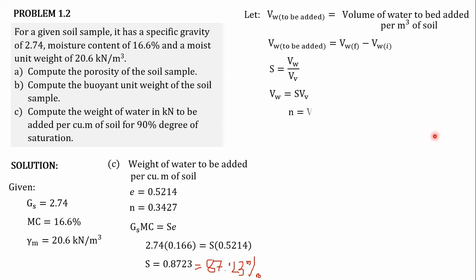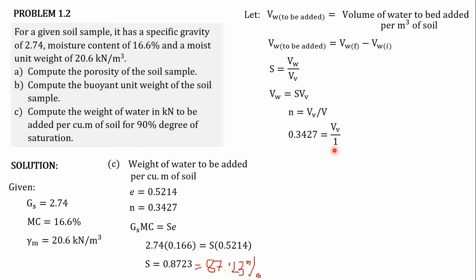No? Okay, so how to solve the volume of voids? Okay, because we have S already, no? So, how to solve the volume of voids? So, porosity is equal to volume of voids divided by the total volume. Okay? So, therefore, 0.3427 is equal to volume of voids divided by 1. Okay, bakit may 1 dito? Okay? So, bakit may 1 dito?